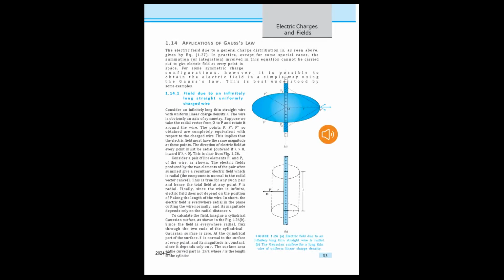To calculate the field, imagine a cylindrical Gaussian surface as shown in the diagram. Since the field is everywhere radial, flux through the two ends of the cylindrical Gaussian surface is 0. At the cylindrical part of the surface, E is normal to the surface at every point and its magnitude is constant. Since it depends only on r, the surface area of the curved part is 2 pi r L, where L is the length of the cylinder.